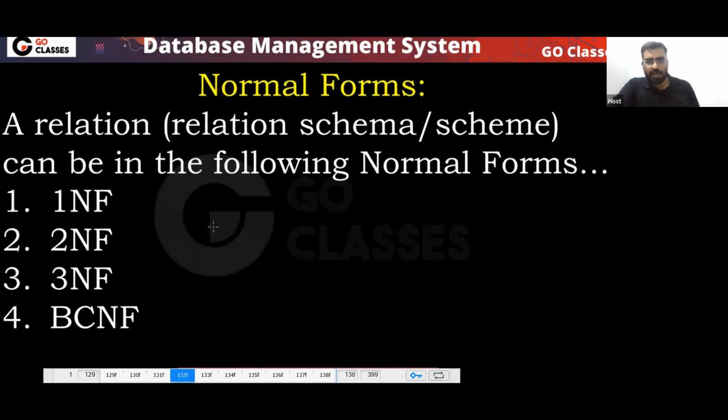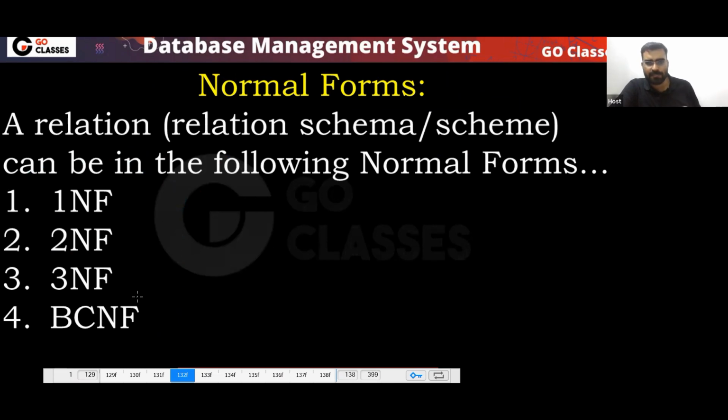Now, a relation can be in many different forms. Depending on the relation, it can be in 3NF or it may not be in 3NF. It may be in 2NF, it may not be in 2NF. So a relation, or relation schema, can be in the following normal forms: 1NF, 2NF, 3NF, 4NF.